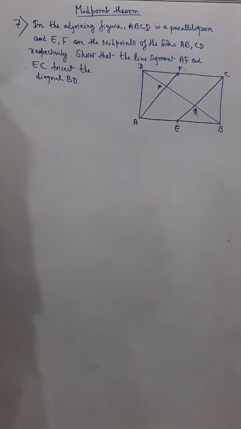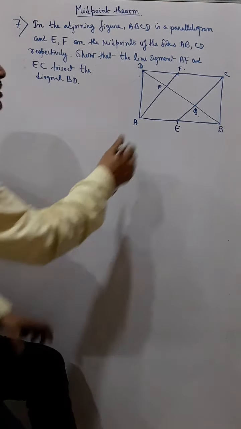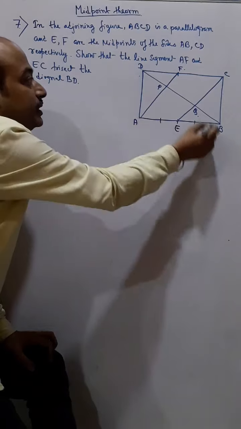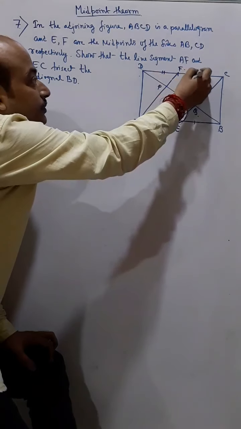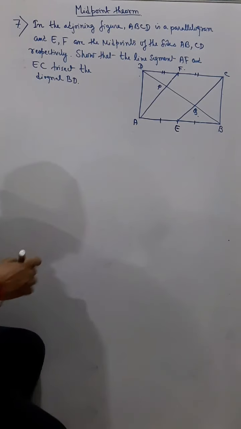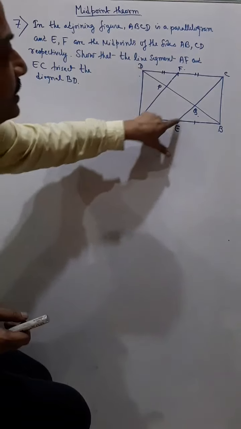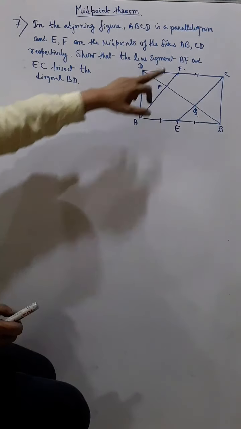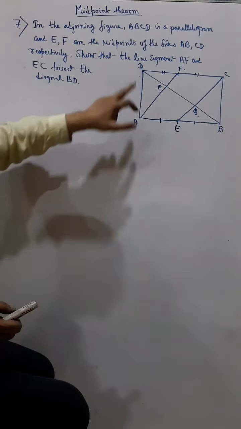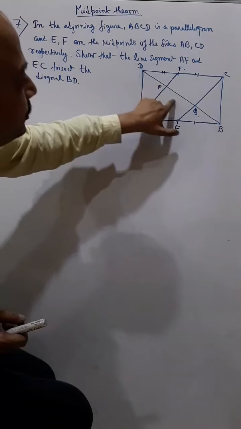Now see in this sum, in the adjoining figure, ABCD is a parallelogram, and E and F are the midpoints of the sides AB and CD respectively. So E is the midpoint of AB and F is the midpoint of CD. Now show that the line segments AF and EC trisect diagonal BD. Trisects means these two lines divide this diagonal BD into 3 equal parts.